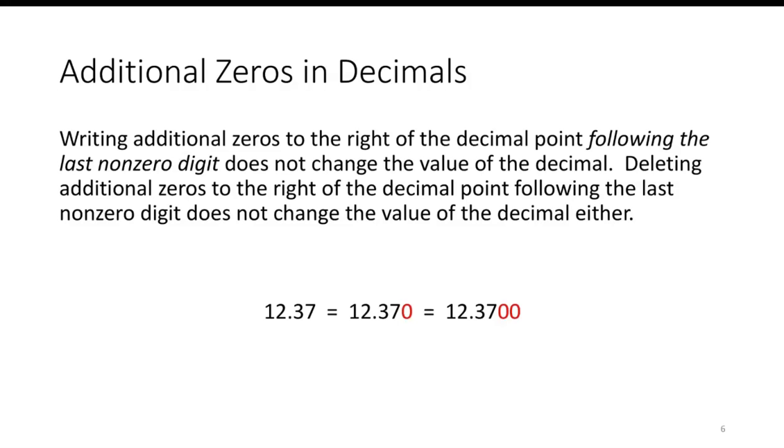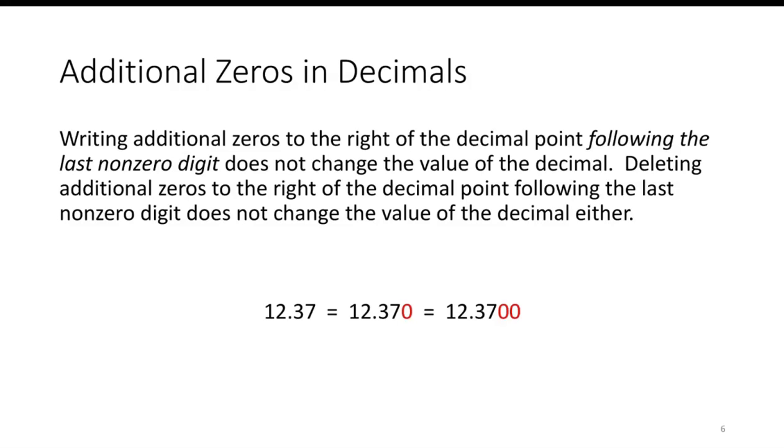Writing additional zeros to the right of a decimal point following the last non-zero digit does not change the value of the decimal. Deleting additional zeros to the right of the decimal point following the last non-zero digit also does not change the value either. So 12.37 is the same thing as 12.370, same thing as 12.3700.